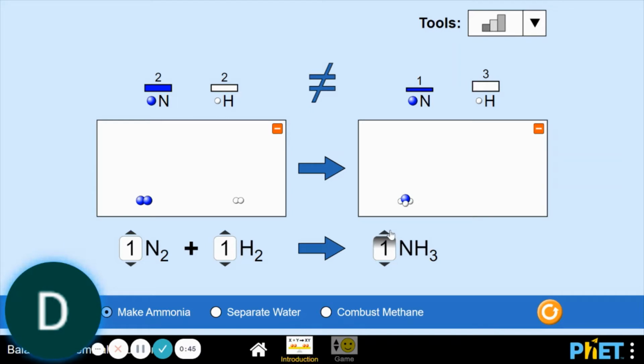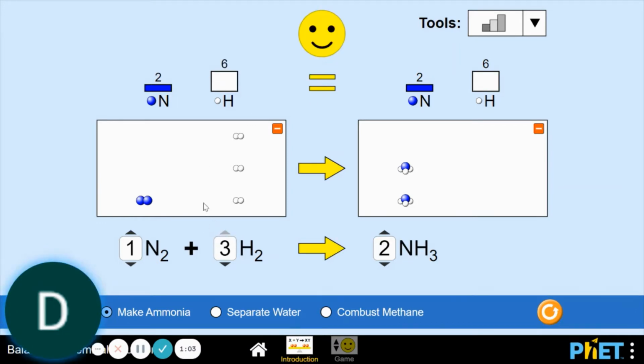Well, let's add a second molecule over here and see what happens. Well, now we've got 2 nitrogen, 6 hydrogen. So the nitrogens are balanced, that's great. But what about the hydrogens? They're not balanced. But maybe if we add some more hydrogen to the other side, we can make it balanced. Well, that's a bit closer. What about if we have 3? Great, now we have the same number each side.